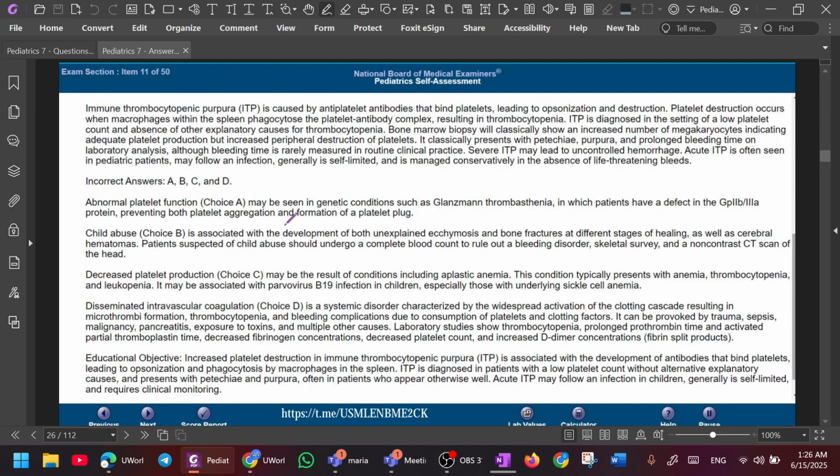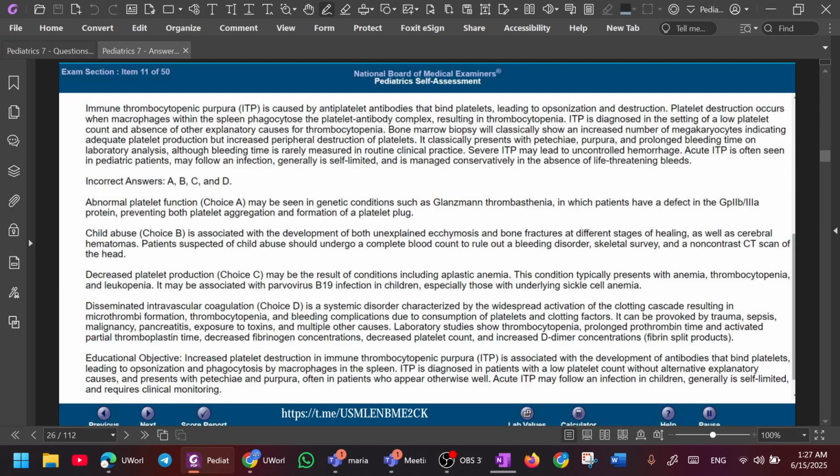Abnormal platelet function may be seen in genetic conditions such as Glanzmann thrombocytopenia, in which patients have a defect in the GP2B3A protein, preventing platelet aggregation and formation of platelet clot. Decreased platelet production may be a result of conditions such as aplastic anemia. This condition typically presents with anemia, thrombocytopenia, and leukopenia. It may be associated with parvo B19 infection in children, especially in those with sickle cell anemia.